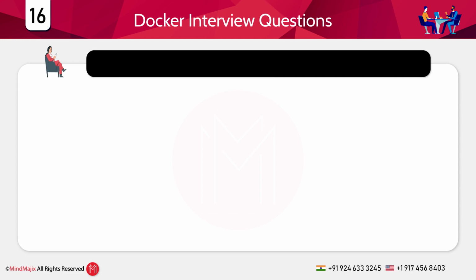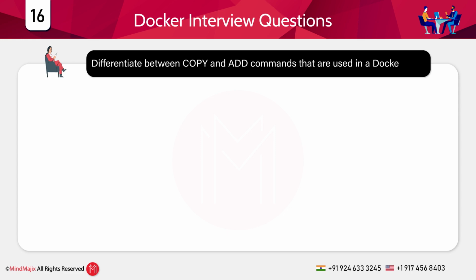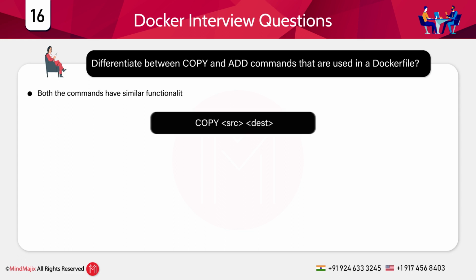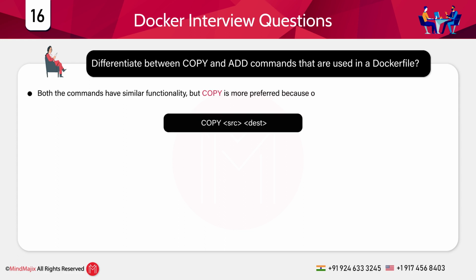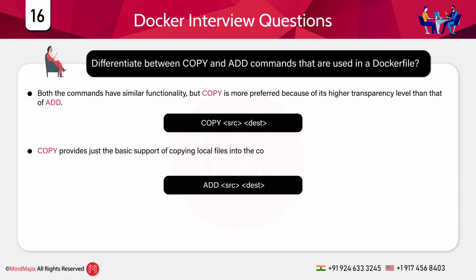Question number 16, differentiate between copy and add command that are used in a Dockerfile. Both the commands have similar functionality, but copy is more preferred because of its higher transparency level than add. Copy provides just the basic support of copying local files into the container, whereas the add command provides additional features like a remote URL and tar extraction support. That's why the add command is more capable than the copy command.